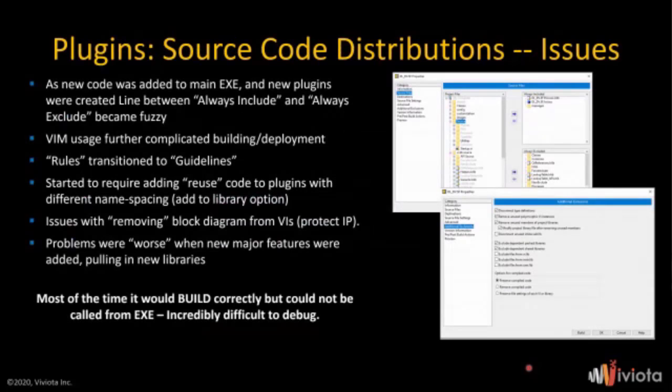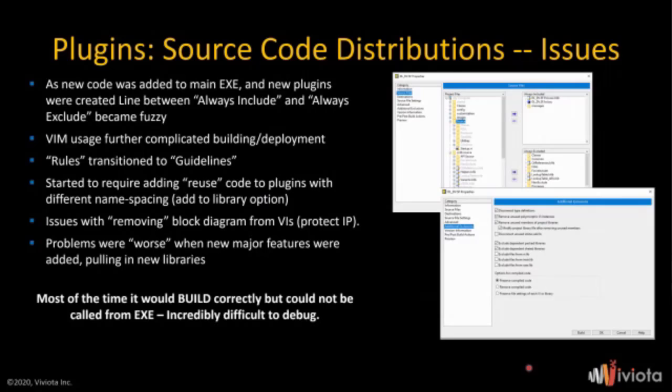And then what ended up happening is we started hitting major issues. As we were evolving both the main EXE and the plugins, the line between what needed to be included in the plugins, what needed to be included in the EXE, and what needed to be excluded from these different places became really fuzzy. VIM usage was really exciting from a development perspective. From a distribution perspective, it became a nightmare. All of the rules transitioned to more guidelines.